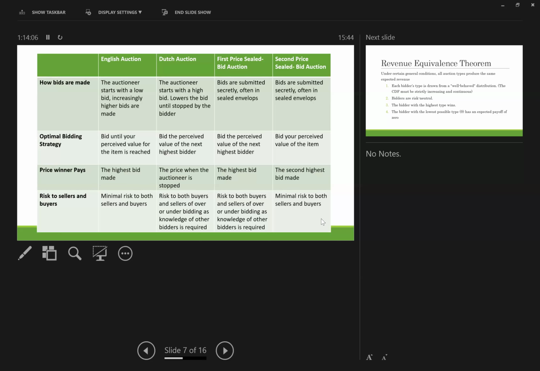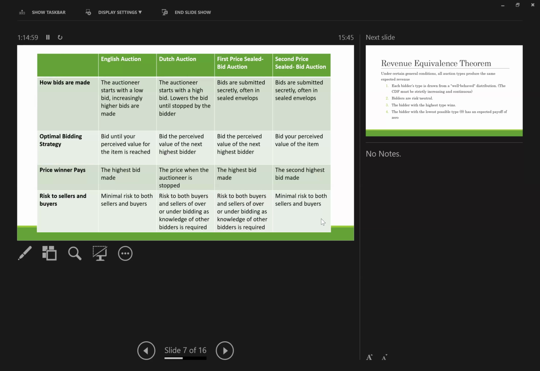Optimal bidding strategy. If we talk about strategy, we've seen what we are talking about. It is from this strategy that you would act. So what should you do as a bidder in an English auction? In an English auction, you bid until your perceived value for the item is reached, right? That is the optimal strategy. In the Dutch, you bid the perceived value of the next highest bidder, okay? Then in the first price sealed bid auction, you bid the perceived value of the next highest bidder. The second price, you bid your perceived value of the item.